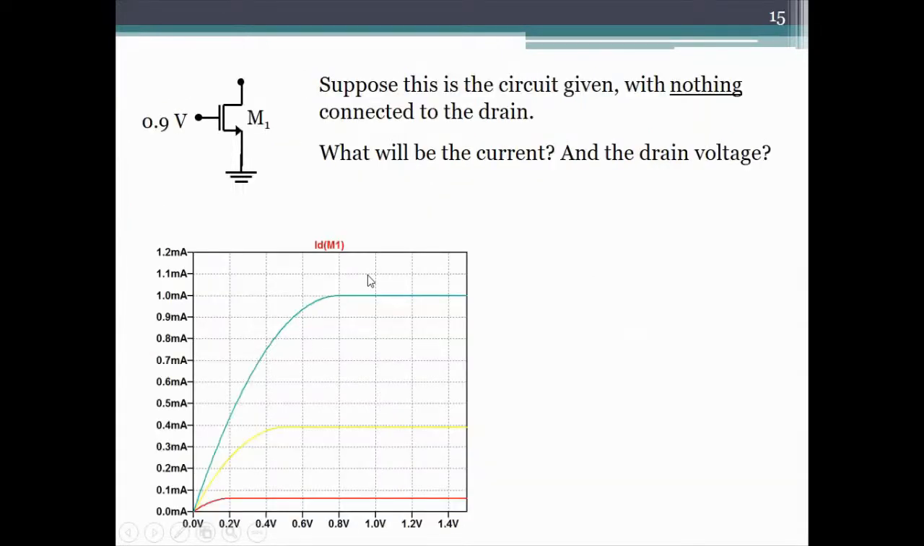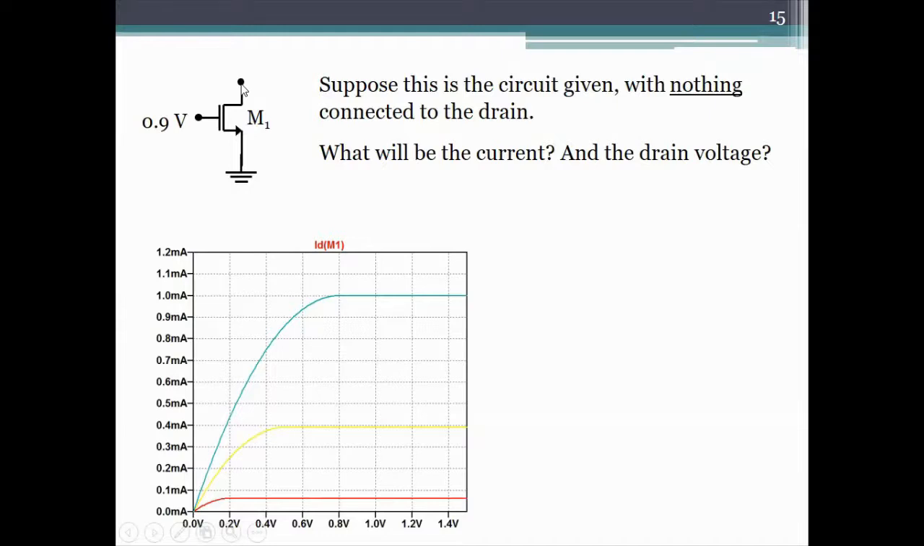All right. One more thing. Suppose I am given this circuit and nothing is connected to the drain. So I take a MOSFET, I ground its source, I connect 0.9 volts to the gate, and I ask the question: what is the current flowing in this circuit and what is the voltage at the drain with nothing connected? It is open circuited. What do you think? What would be the current? What would be the voltage?